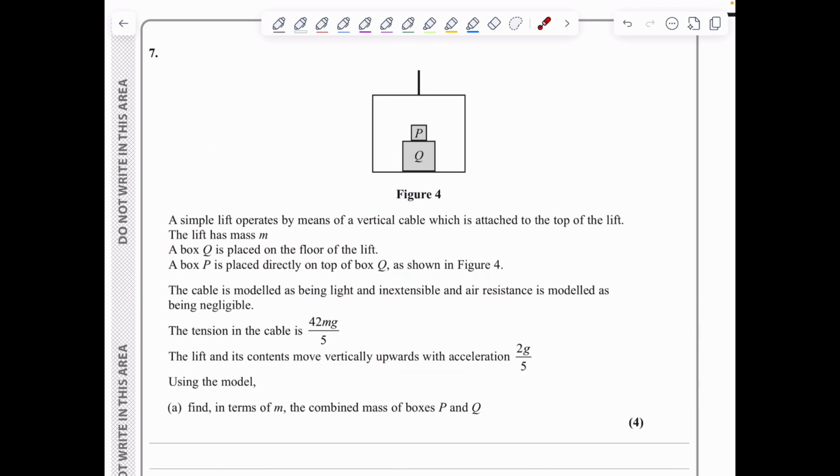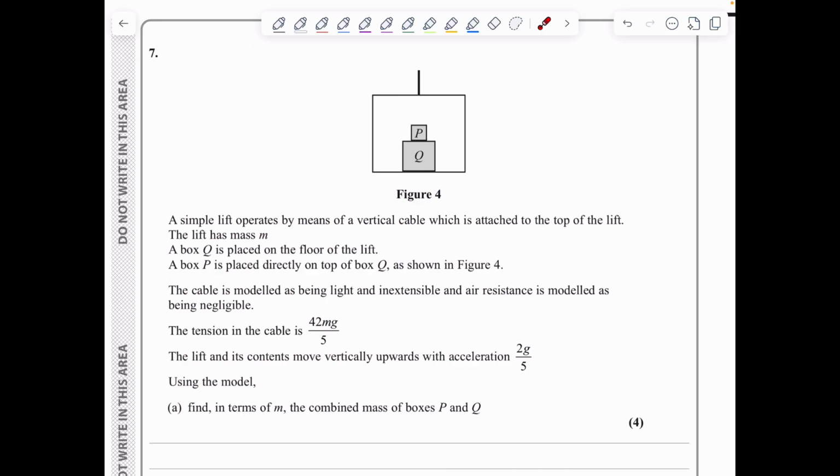In question 7, we've got the simple lift shown here operating by means of a vertical cable. The lift has a mass of small m. We've got the box Q placed on the floor of the lift and the box P placed on top of box Q. We are assuming that the cable is light and inextensible, and we're completely neglecting air resistance. We are told that the tension in the cable is 42 mg/5, and the lift and the contents are moving with acceleration 2g/5. We need to find, in terms of small m, the combined masses of boxes P and Q.